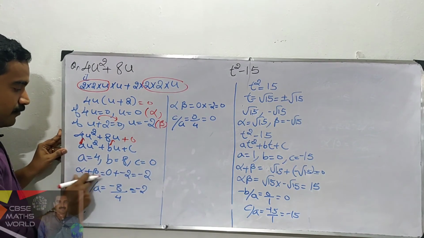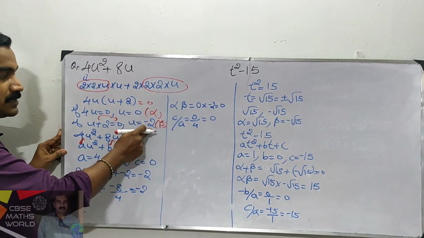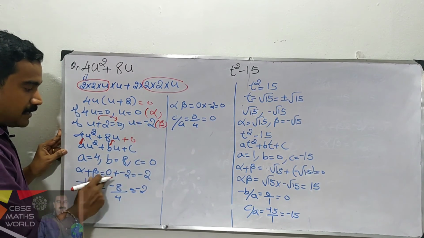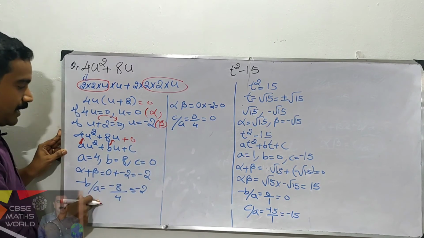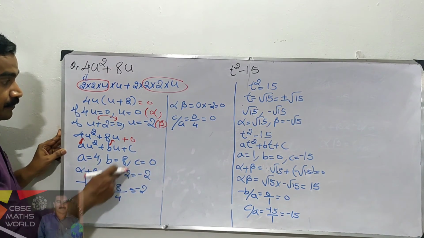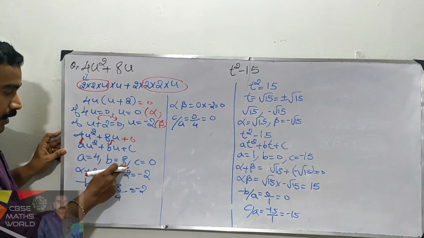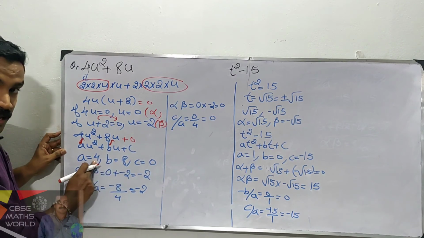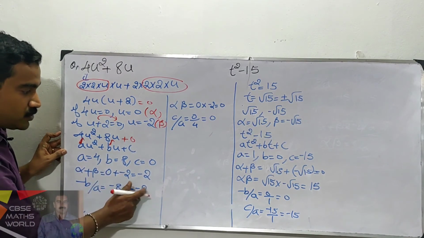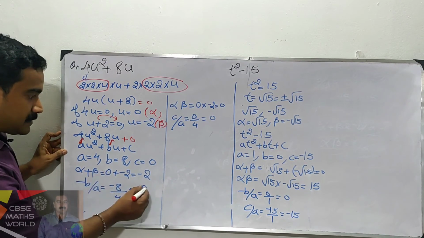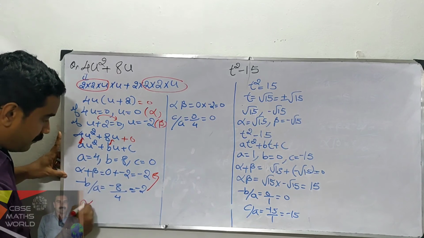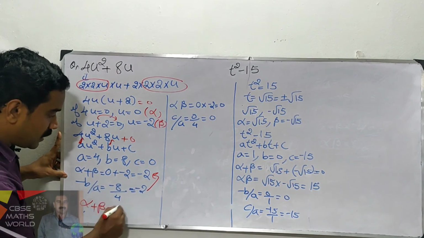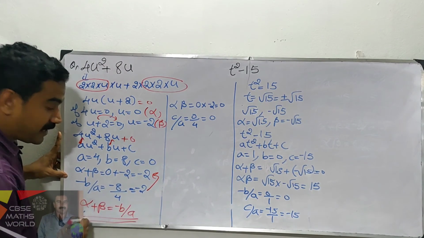Then find alpha plus beta. We got alpha is 0, beta equal to minus 2. So alpha plus beta is 0 plus minus 2, which is minus 2. And what is minus b by a? B is 8, a is 4, minus 8 by 4 is minus 2. Both are equal. Alpha plus beta and minus b by a are equal. This is verified.